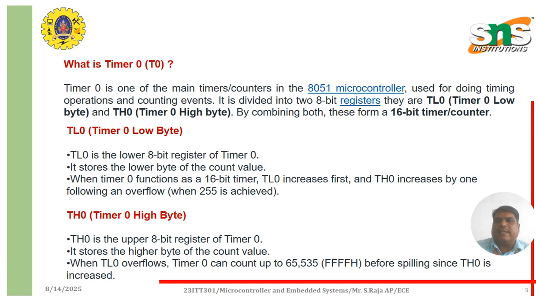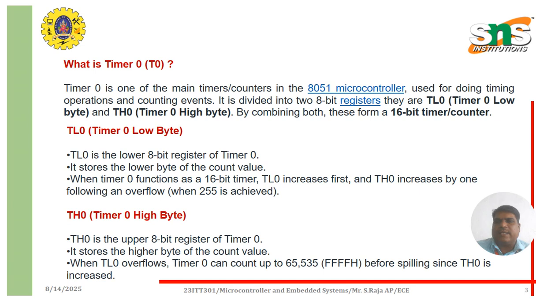First we discuss TL0, that is timer 0 low byte. TL0 is the lower 8-bit register of timer 0. It stores the lower byte of the count value. When timer 0 functions as a 16-bit timer, TL0 increases first, and TH0 increases by 1 following an overflow.